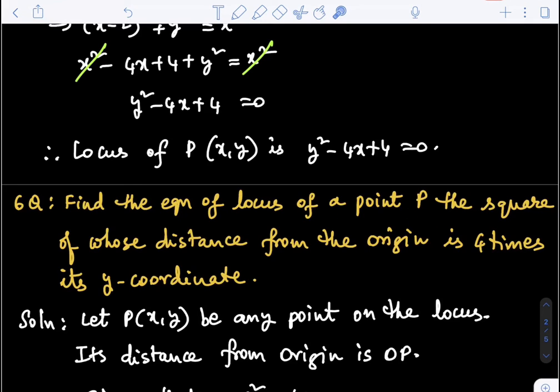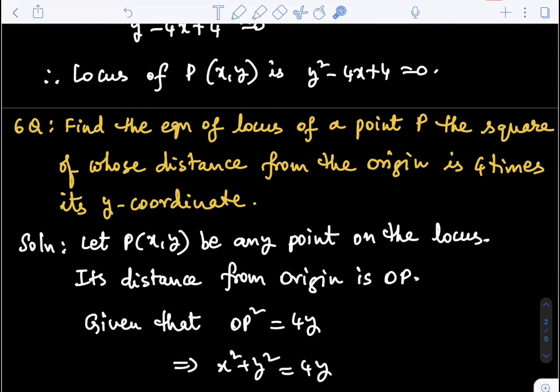The distance from P to the origin means OP, because the origin is O and the point is P. So the distance between these two is OP. It is 4 times the y coordinate, which means 4y. That is OP square, because the square is given in the problem. The square of the distance means OP square. OP square is equal to 4 times the y coordinate, which means 4y.